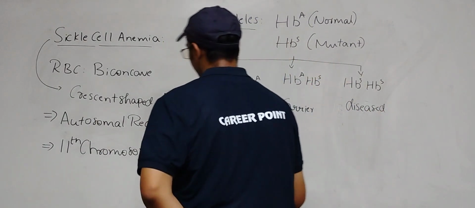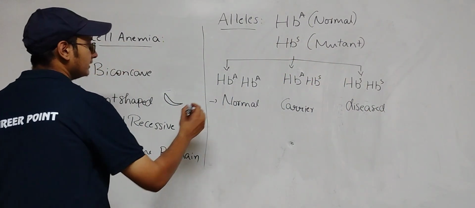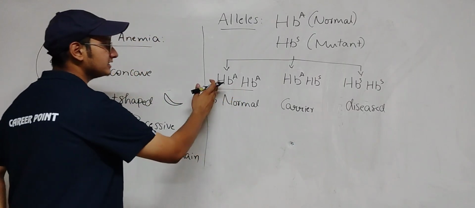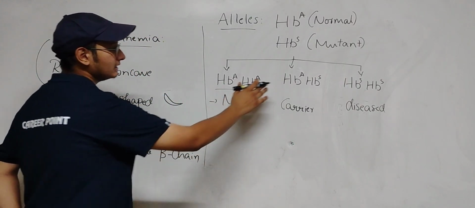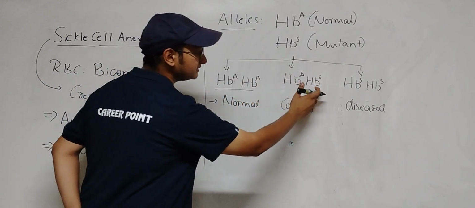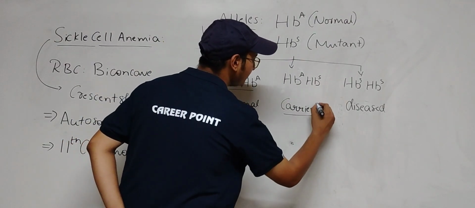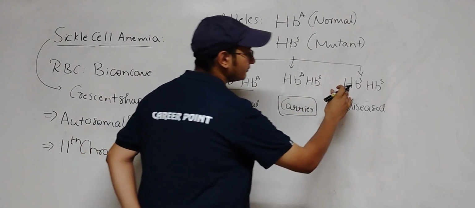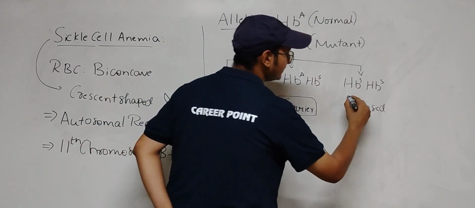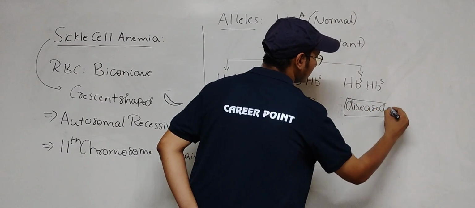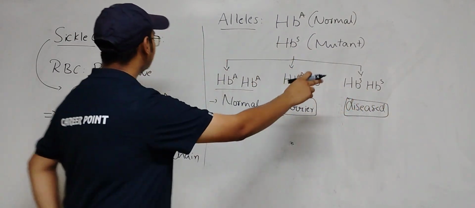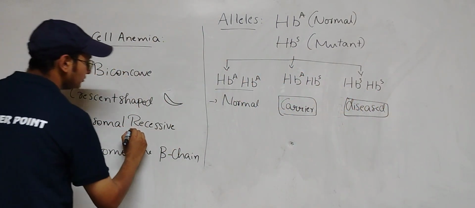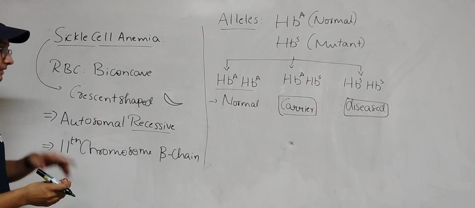So these are the genotypes and phenotypes. If two alleles are HBA and HBA, it is a normal one. If one allele is HBA and another is a mutant one, it will become a carrier. And if both the alleles are mutants, then it will become diseased. So this is the reason why this is a recessive disorder.